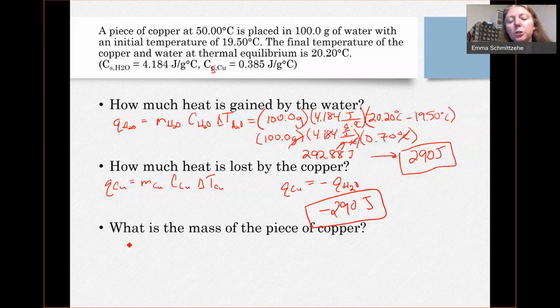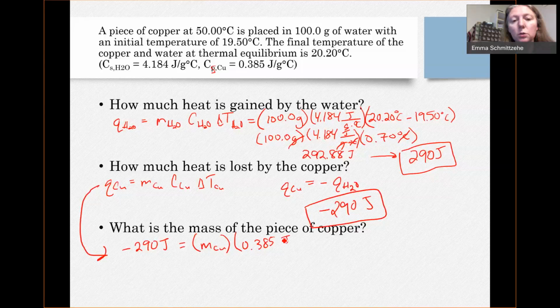Now the next question asks, what's the mass of the copper? Now we can actually use this equation. We have the Q of copper, which is negative 290 joules, and we want the mass of copper. We have the heat capacity, 0.385 joules per gram degrees C, and the change in temperature.